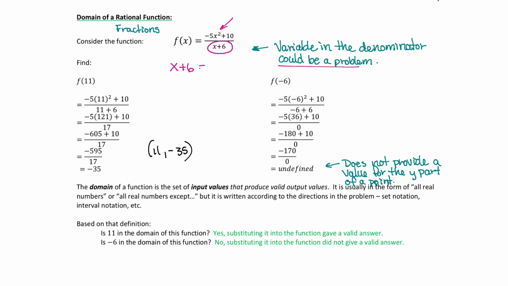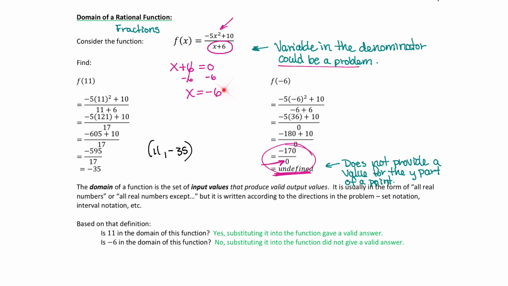and set it equal to 0, because that's what will happen here. It's the 0 in the denominator that was the issue that made it undefined. So we're going to set the denominator equal to 0 and see what value we get. So now we're going to subtract 6 from both sides of this equation, and we get x equals -6.